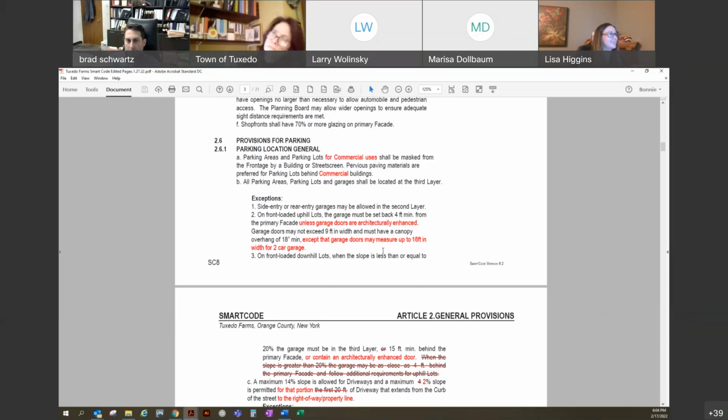I think that's reasonable, Larry, but I think Michelle's point is none of the design guideline houses, none of the product types have got a front load garage. And in fact, all talk about side load garages and things like that.